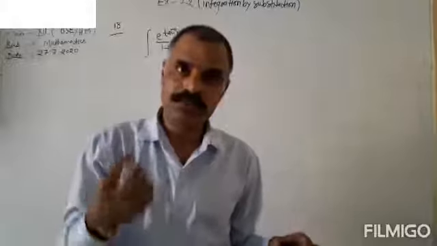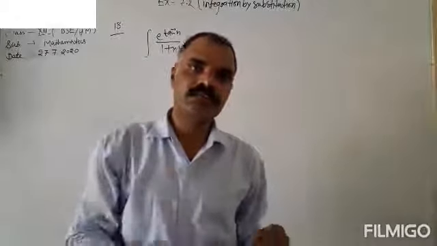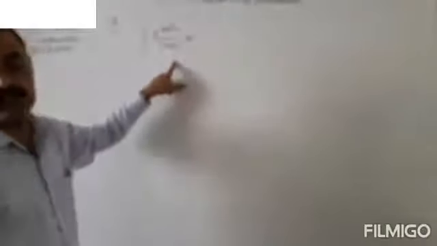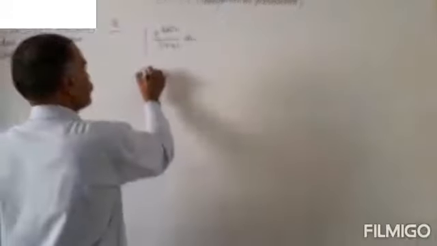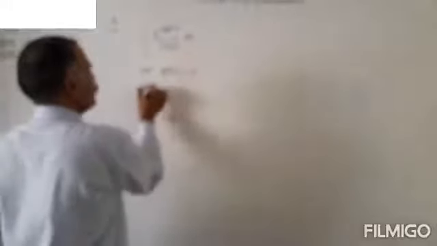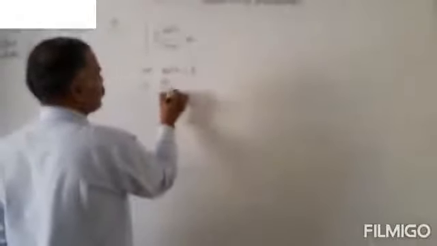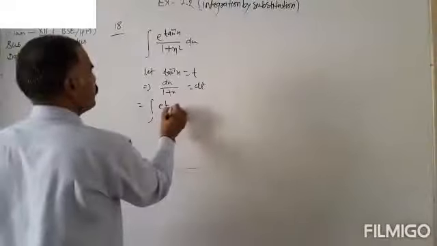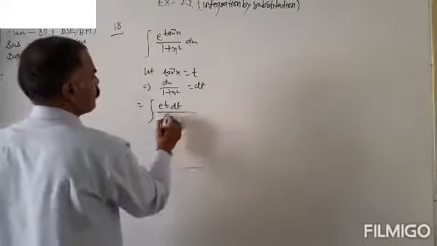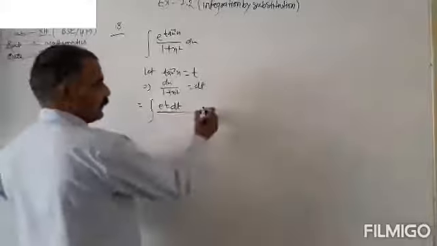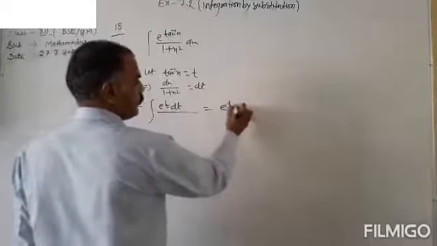Here we have to recognize the function f(x) and its derivative f dash x. The derivative of tan inverse x is 1 upon 1 plus x square. So let tan inverse x be equal to t. Differentiation gives dx upon 1 plus x square equals dt. So the integral is e to the power t dt, and the integration of e to the power t is e to the power t plus c.